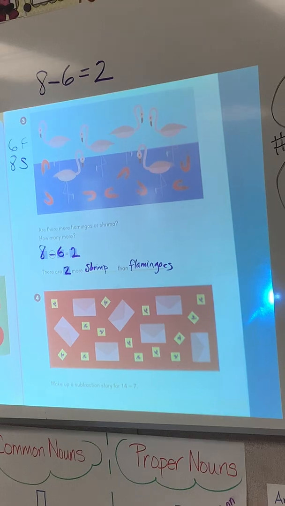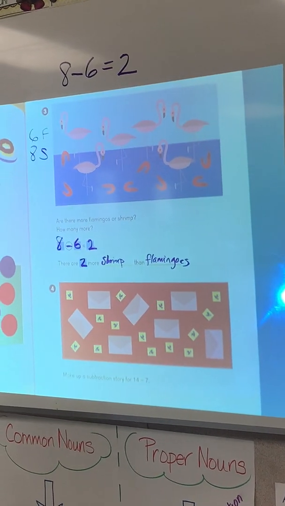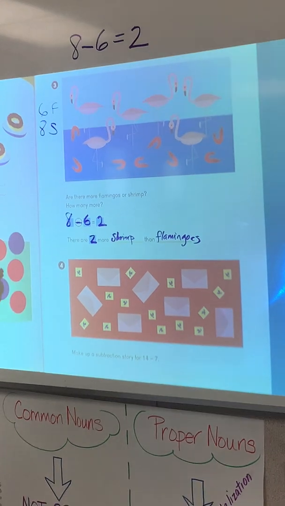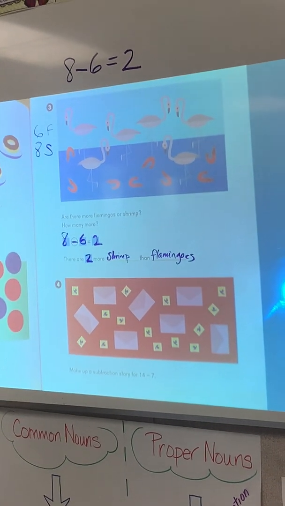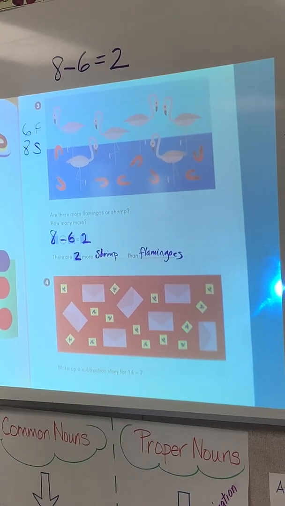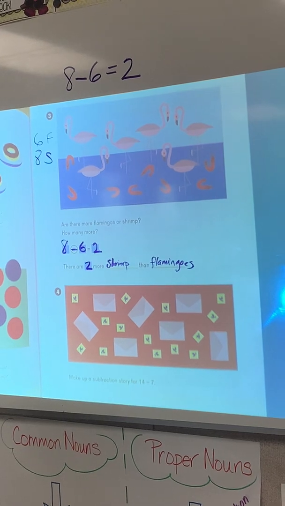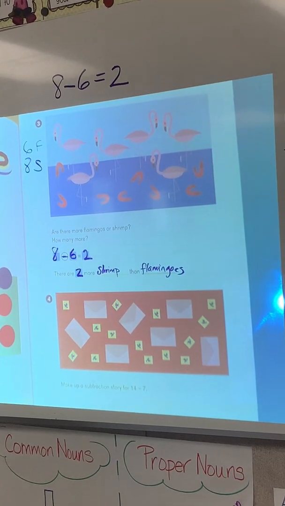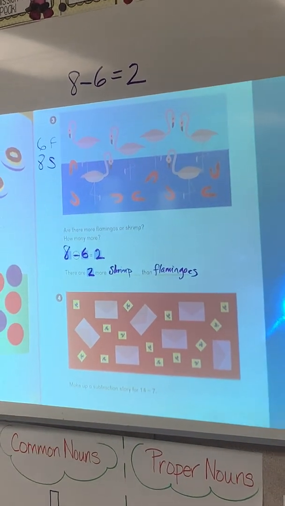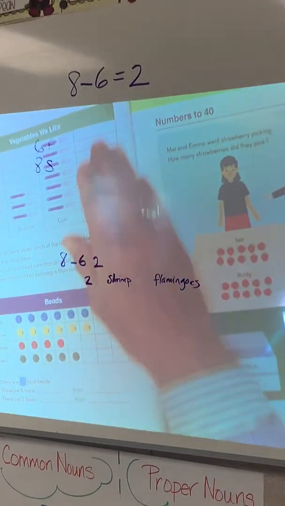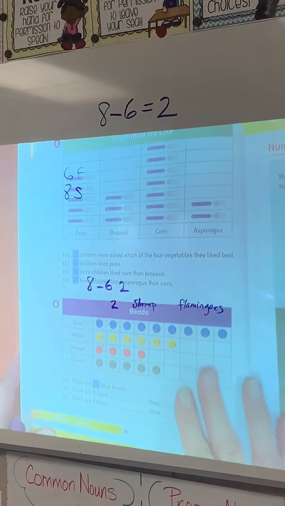Can you make up a subtraction story for that? I think you probably can. We could say, how many more stamps are there than envelopes? How many fewer envelopes are there than stamps? Okay? Easy peasy. Let's go to the graphing page. I like the graphs. Okay?